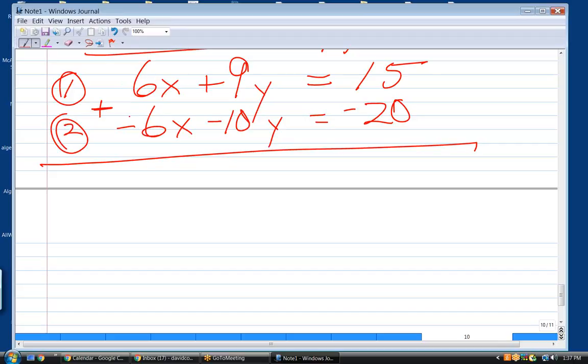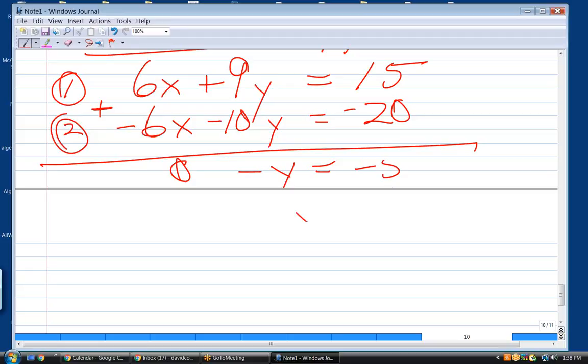What's 6x plus a minus 6x? 0. Exactly, that was our goal. We were trying to eliminate the x. What's 9y plus a minus 10y? Minus 1y. And what's 15? Well, I can say either 15 plus a minus 20, or I can just say 15 minus 20. What's the answer? Minus 5.